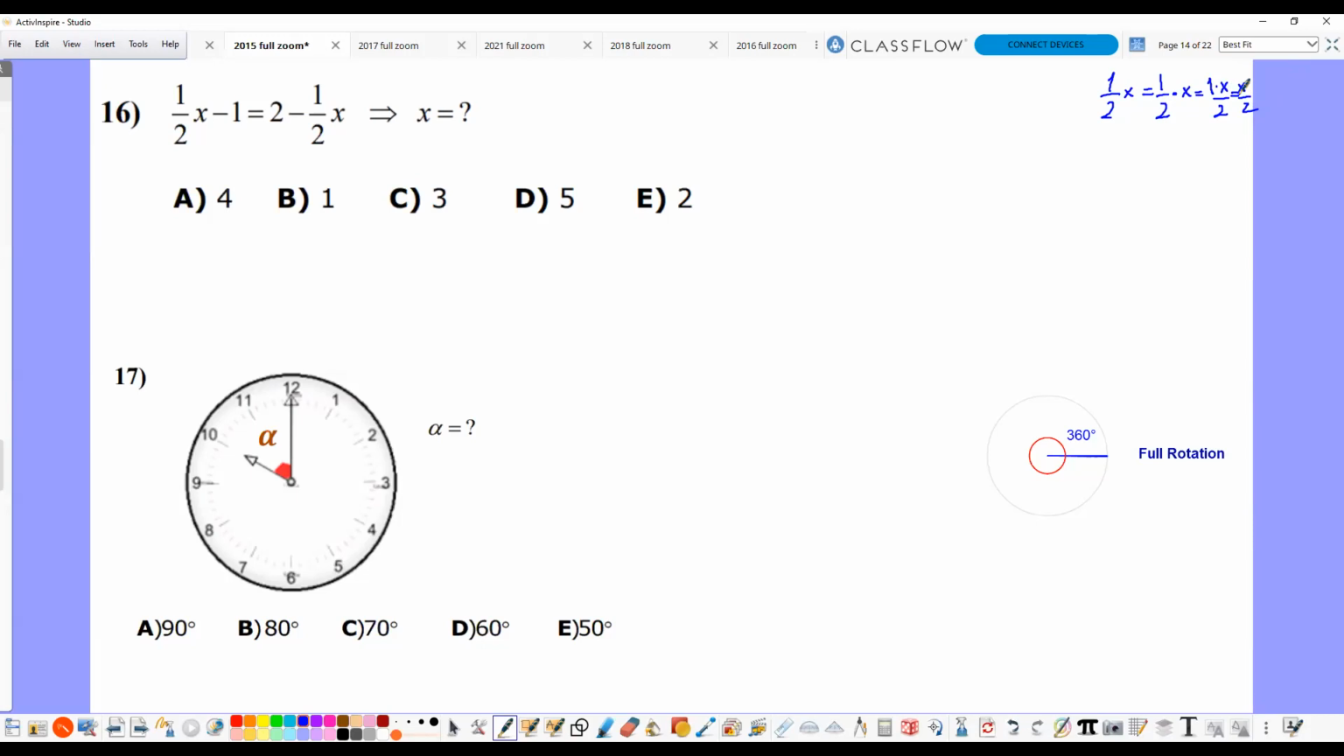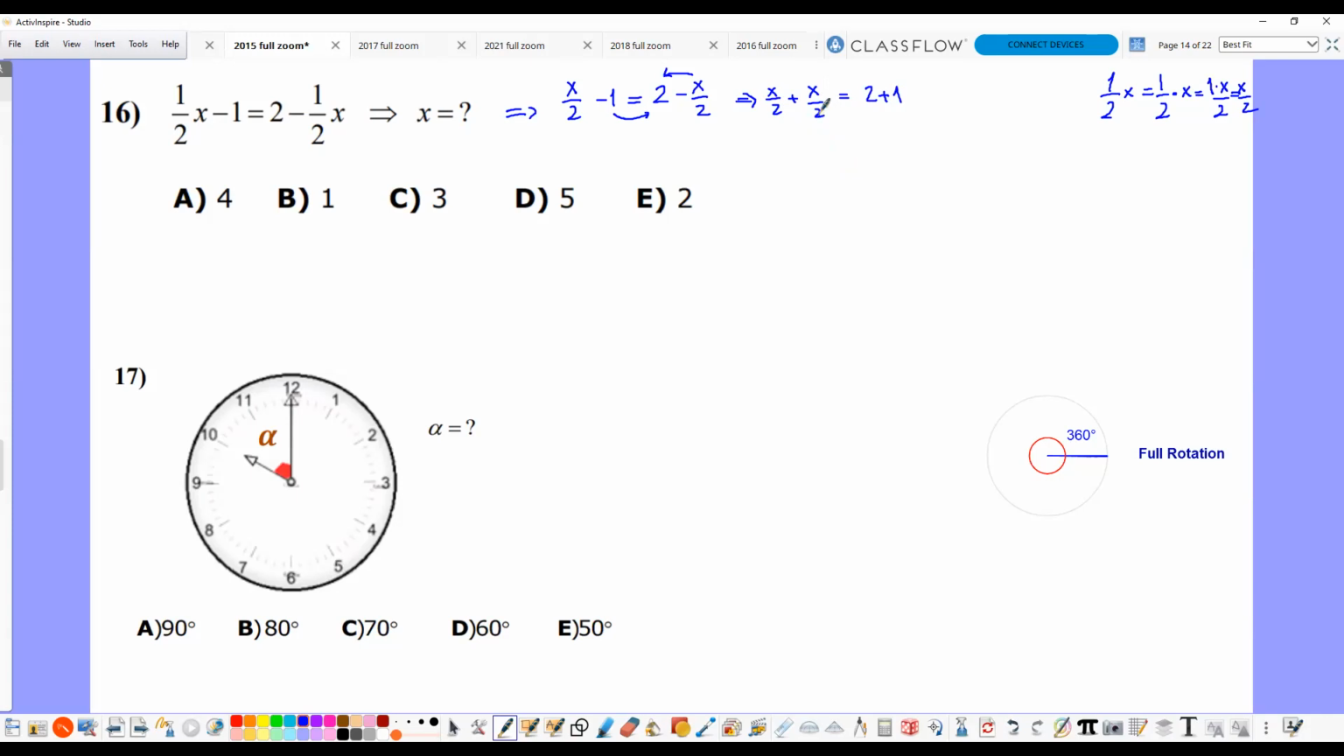If it's equal to x over 2, it means that this equation, if I rewrite 1 over 2x, is going to be x over 2 minus 1 is equal to 2 minus x over 2. So, unknown terms to one side, known terms to the other side, I'm going to send minus x over 2 to the other side, minus 1 to this side, which becomes x over 2 plus x over 2 is equal to 2 plus 1.